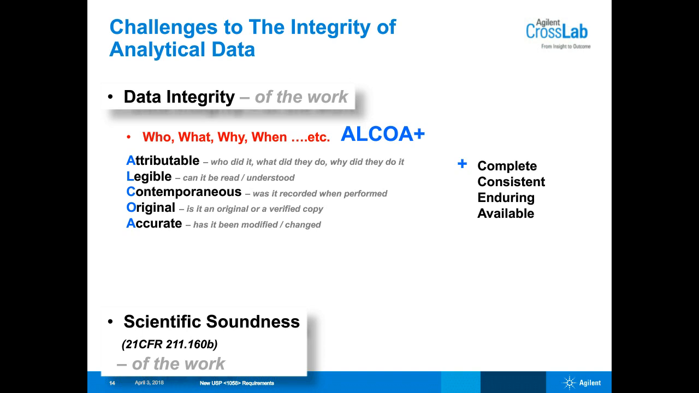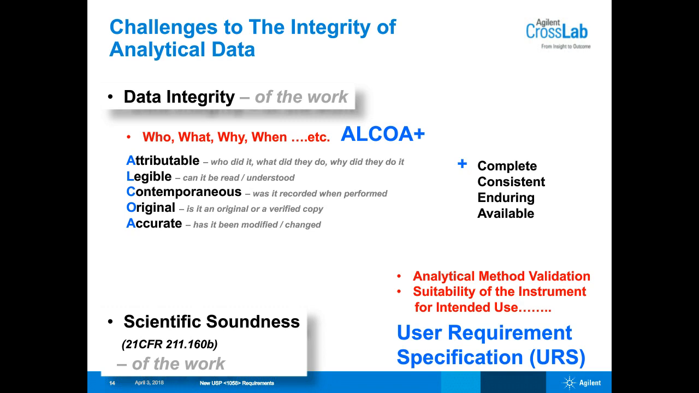And here I've got an example of a CFR, Code of Federal Regulations, citation. I think the key things to understand are, is the analytical method appropriate for the samples that have been tested and the analytical decisions that are made on those results? In essence, is the analytical method validated for intended use? Equally, is the instrument suitable for intended use? And to some extent, both of these should be covered in the User Requirement Specification, or URS, indicating the fundamental significance of having a URS for an instrument.